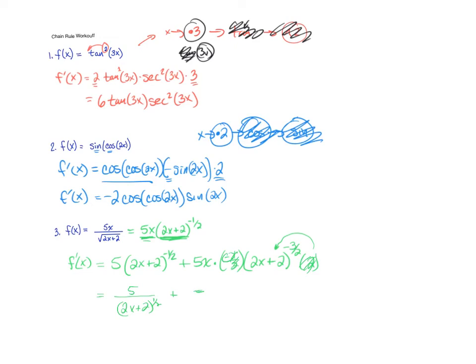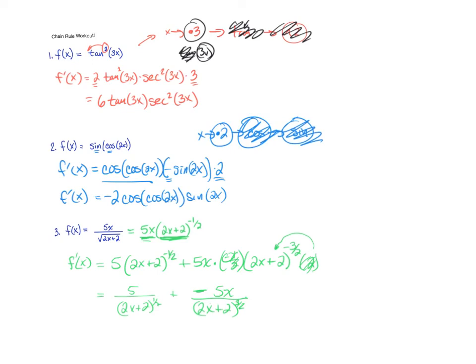So we're going to get a negative 5x, which is from this guy right here. And that's going to be over 2x plus 2 raised to the positive 3/2 power. So now we've accurately got everything accounted for. The only problem is we don't have a single fraction. We've got two separate fractions. So we want to add these two fractions together.